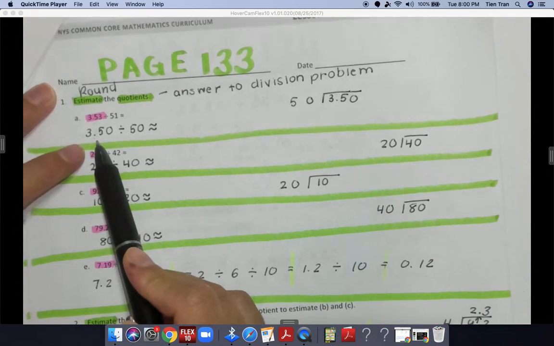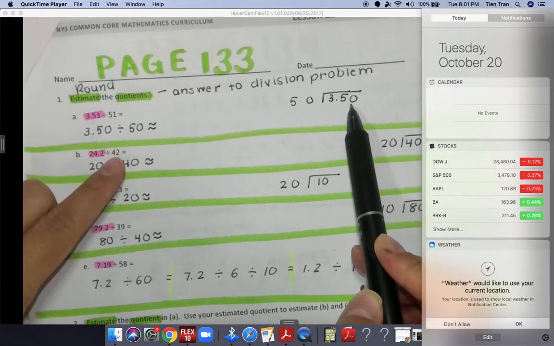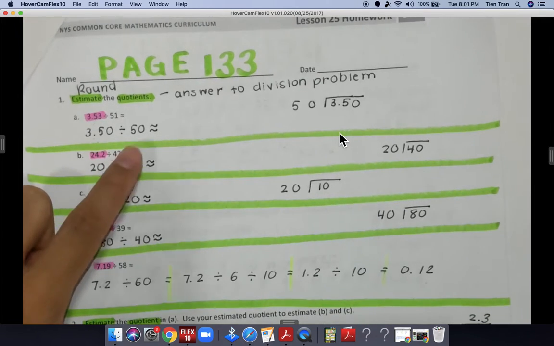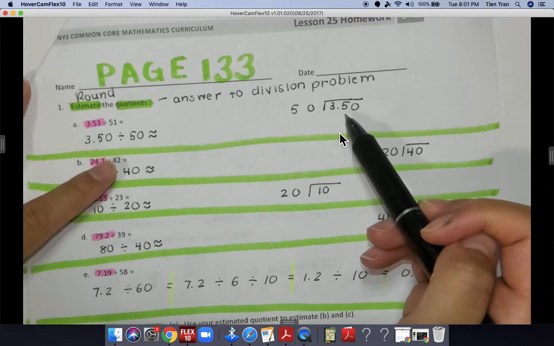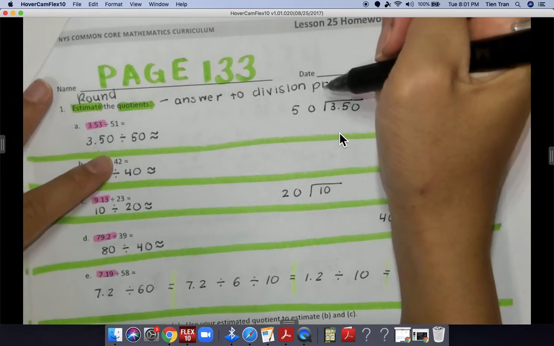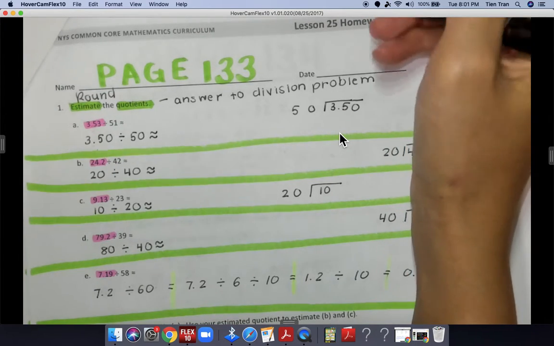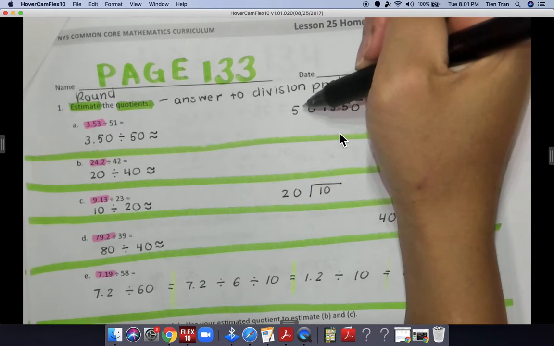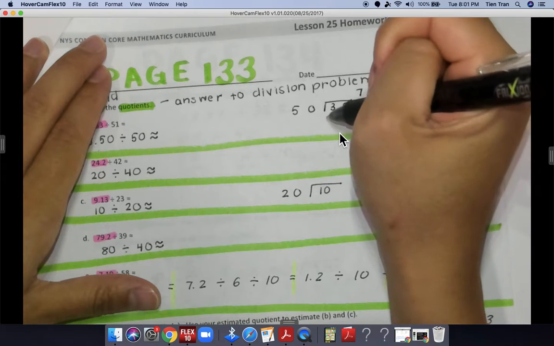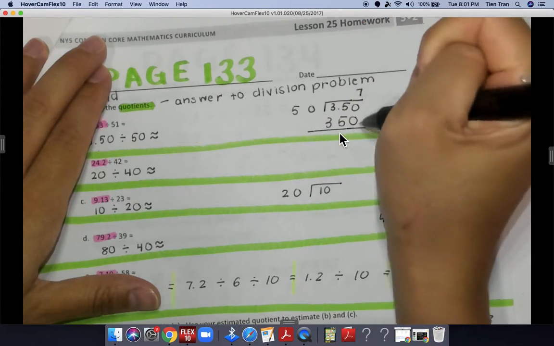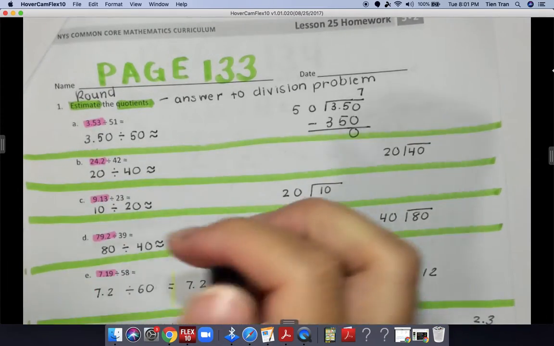So remember, the first number always goes inside, and it is called the dividend. The second number always goes outside, and it is called the divisor. So I put 50, my divisor, outside, and 3 and 5 tenths on the inside. How many times can 50 go into 350? I'm thinking, how many times can 5 go into 35? That's 7 times. 7 times 50 is equal to 350. And now I'm going to subtract. 350 minus 350 is equal to 0.